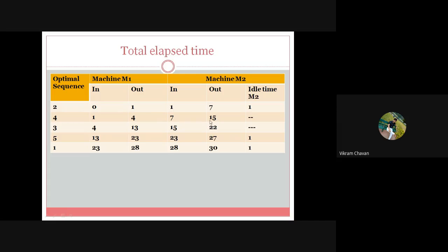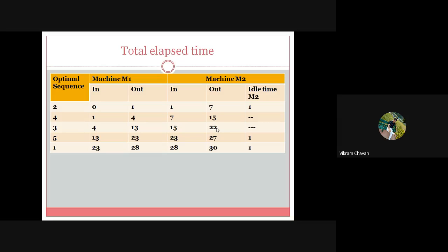So machine number 2 will be available after 15 hours. But meanwhile, at the 13th hour only, job number 3 is available for machine number 2. So the work on that third job will start at the 15th hour. Whatever processing time we need to add, I think 7 hours is the processing time for job number 3 on machine number 2.